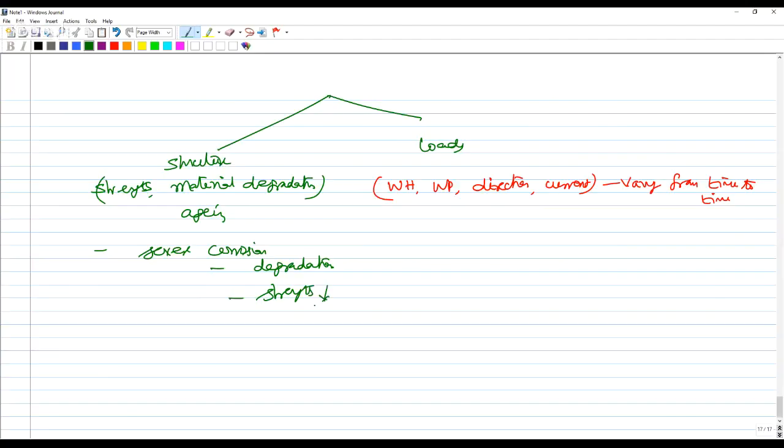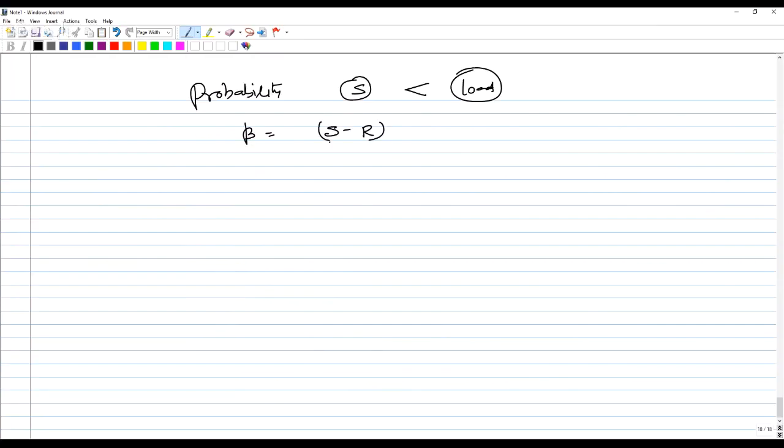Now friends, there are two set of variables. One addresses the strength, other addresses the loads. Now, when the strength exceeds the load, we can say it is safe. But when the strength is lower than the load, then it is unsafe. So in reliability study, we are trying to find out what is the probability that strength is lower than the load. Or reliability index beta is actually the difference of this, as a function.